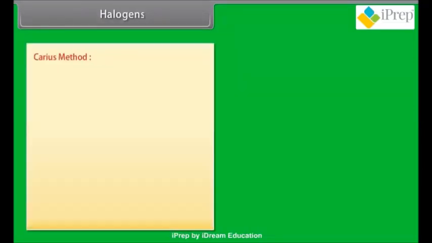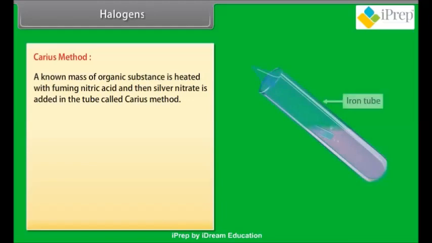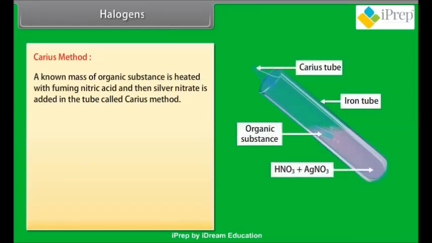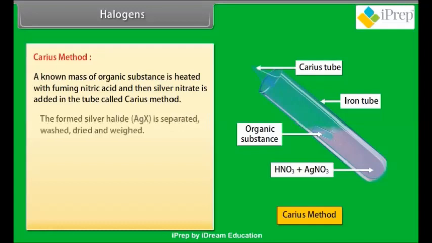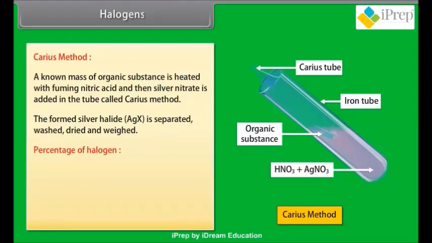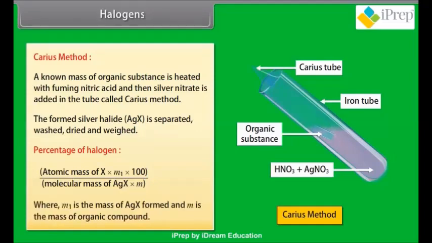Halogens. Carius method. A known mass of organic substance is heated with fuming nitric acid and then silver nitrate is added in the tube, called Carius method. The formed silver halide is separated, washed, dried and weighed. Percentage of halogen: atomic mass of X into M1 into 100 divided by molecular mass of AgX into M, where M1 is the mass of AgX formed and M is the mass of organic compound.